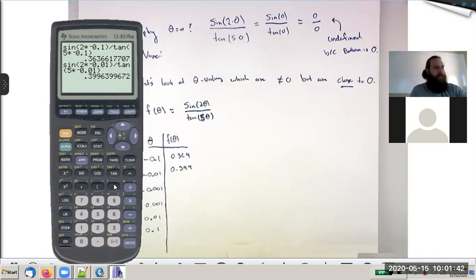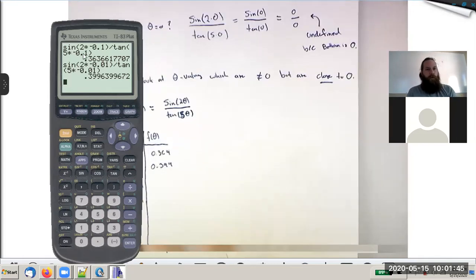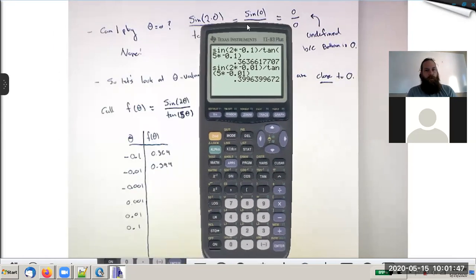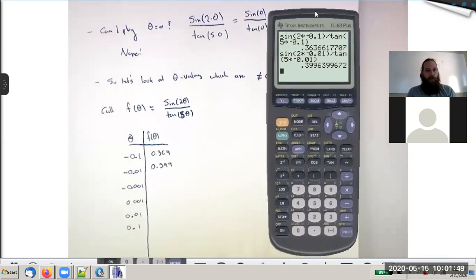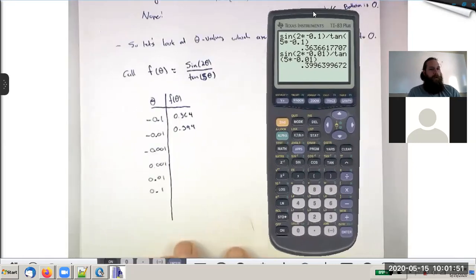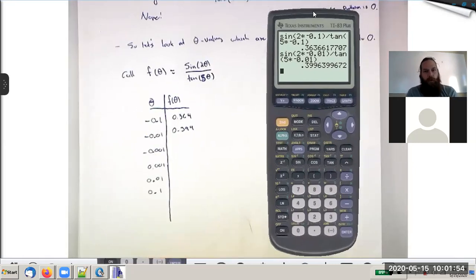So sorry, let me move this so you can see both at once. I'll drag the calculator over, that's probably easier. So here I'm doing just what we said we're going to do above. I'm plugging in a bunch of theta values that are close to but not exactly equal to 0. And I'm writing those down in this table. So f of negative 0.1 was 0.364, and I rounded there to the third decimal place because we're just trying to estimate. F of negative 0.01 was positive 0.399. That's this last value.